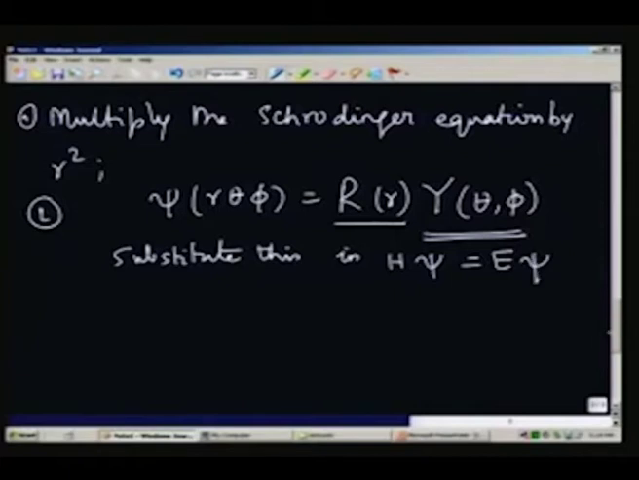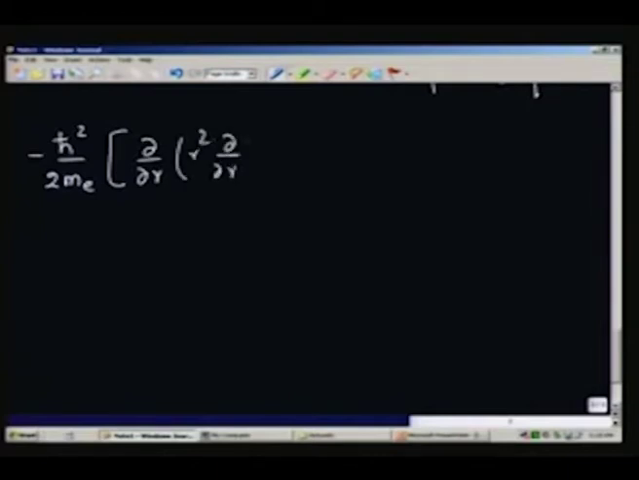Okay. So let us write the equation. When you multiply this by r, what you have is minus h bar square by 2me, 1 by r square is gone, you have ∂/∂r (r square ∂/∂r) acting on the radial function R(r) Y(θ,φ).